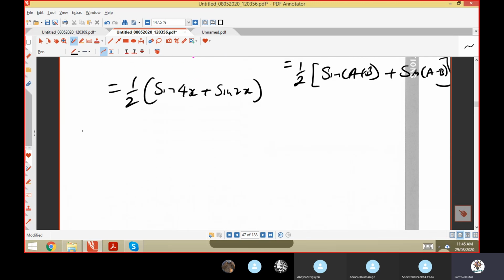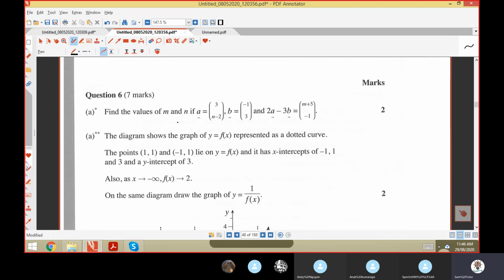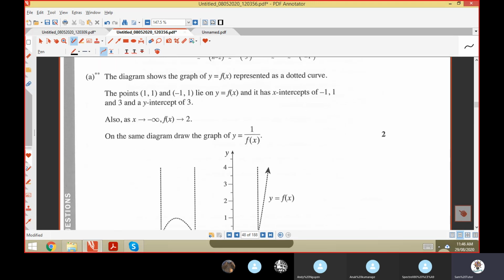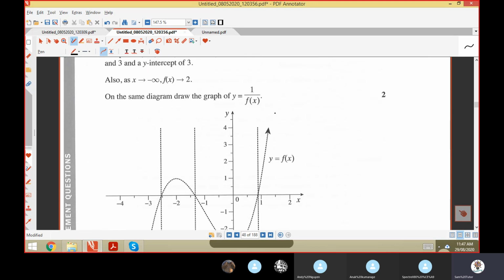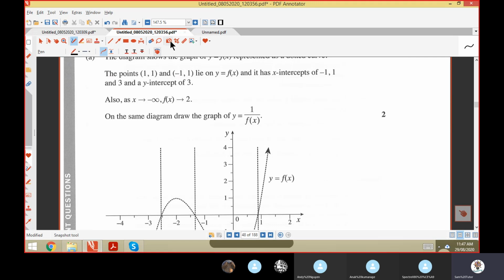All good. I just thought I'll do that since I saw that. That's vectors, that's next year. The diagram shows the graph as a dotted curve. We are. All right. We did say this. Let's read.